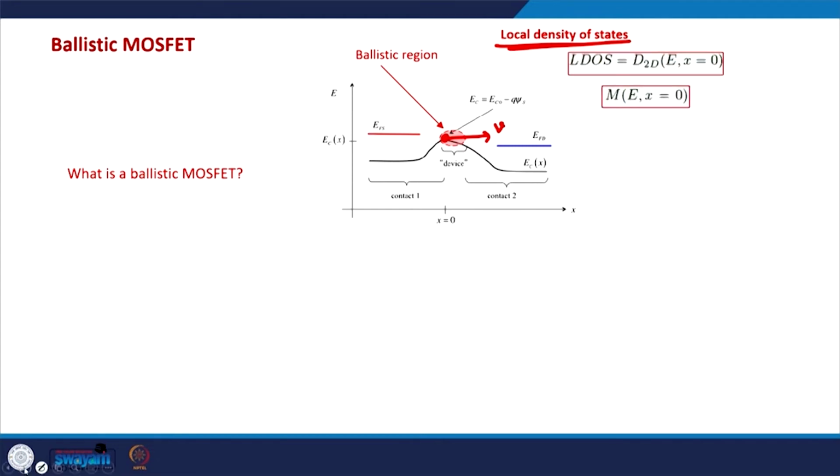So, it is generally represented as the density of states as a function of energy, but at x equal to 0. This x equal to 0 is the point of the top of the barrier. And right at this point we also need what is known as the number of modes in the MOSFET. So, this is the situation with us. We have a source Fermi function, we have a drain Fermi function, and in between we have a ballistic region where there is no scattering, but there is scattering in the source and the drain region.